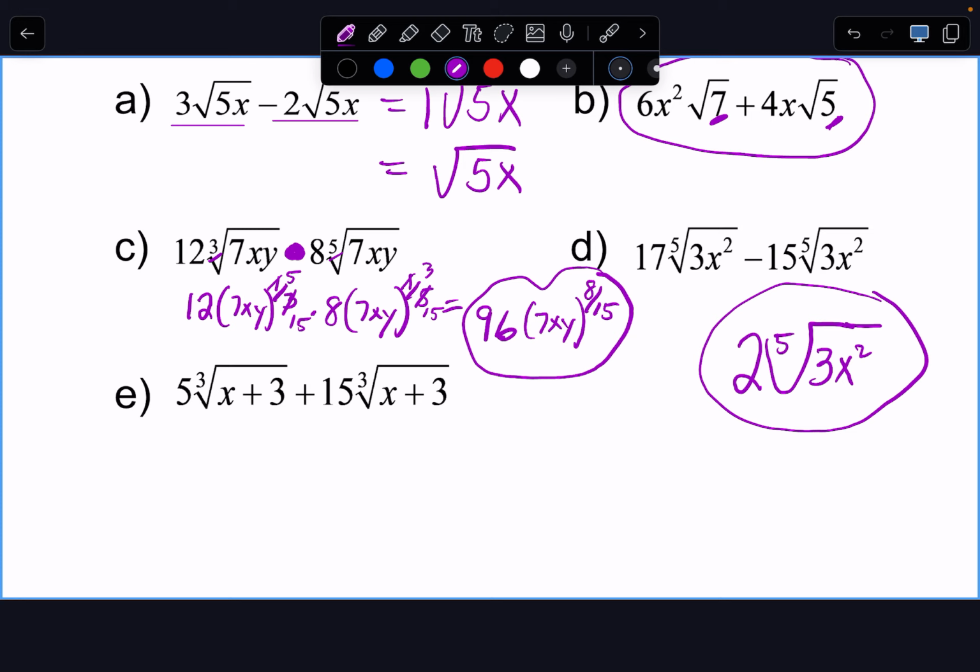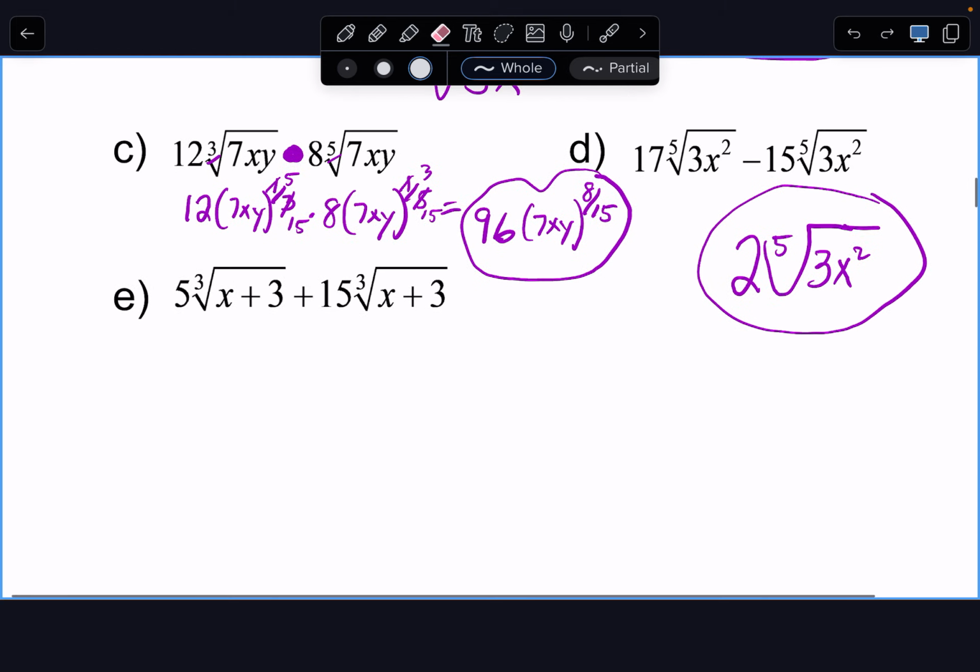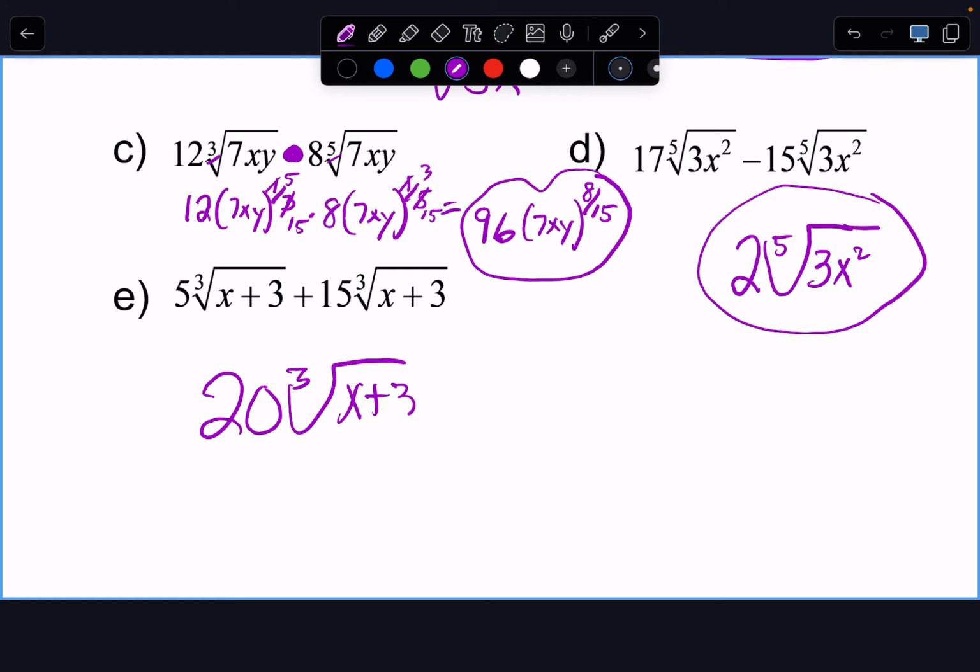Is this power of 2 affecting the 3? No, it's not. It's just affecting the x. If it was in parentheses, then it would be affecting the 3x. How about for E? Are these like radicals? Absolutely. So 5 cube roots of x plus 3 plus 15 cube roots of x plus 3 equals 20 cube roots of x plus 3. Let's go.